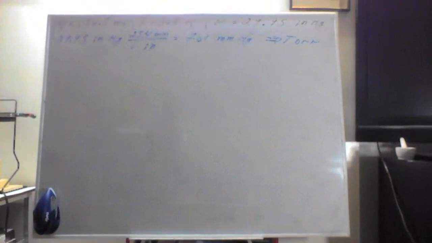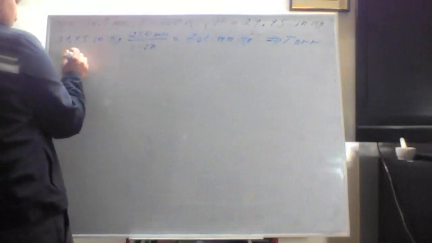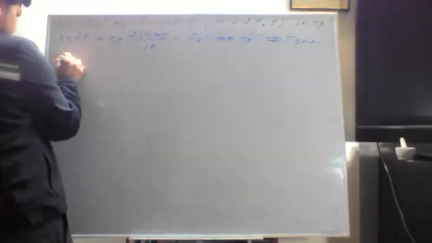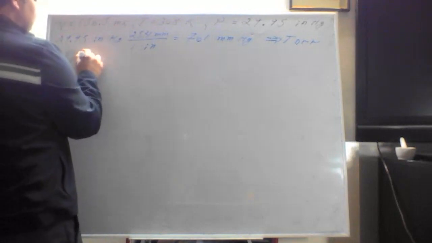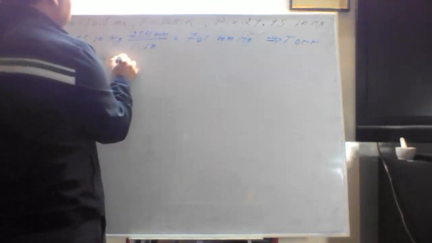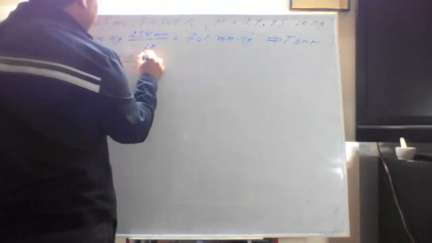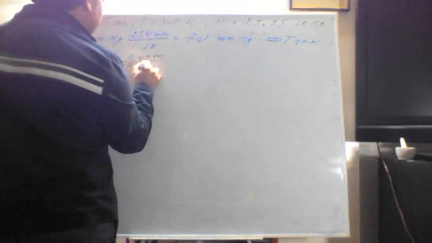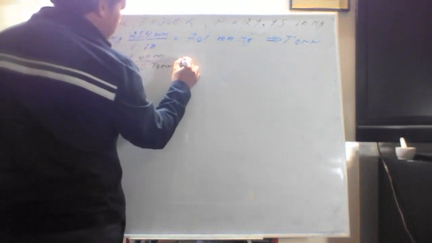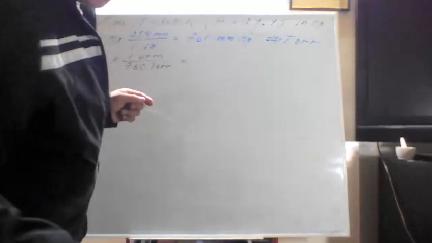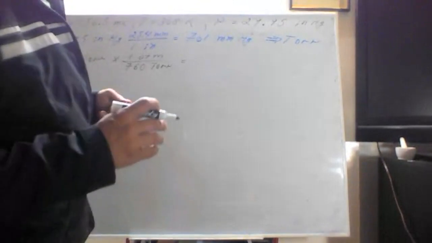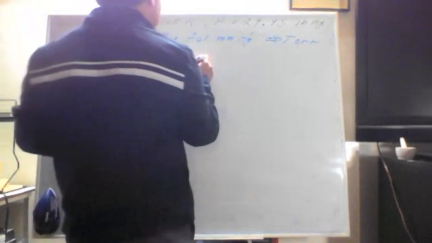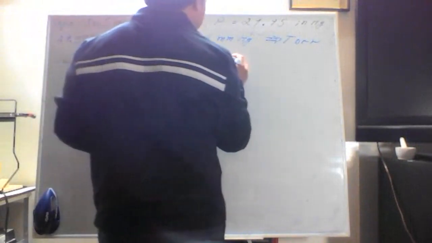Now we need it in atmospheres. The ideal gas law requires atmospheres. Let's convert to atmospheres. We take this 761 torr and we convert it to atmospheres. 1 atmosphere is equal to 760 torr. And that will give us like 1.001 atmospheres.